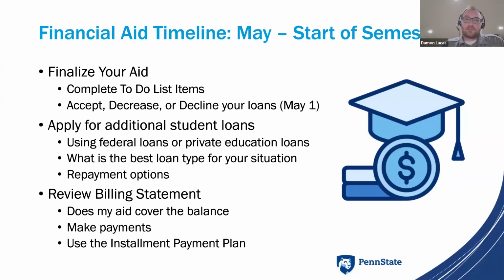This is where you'll start to also review your billing statement. Does your aid cover the balance? If your aid does not, that's where you look into the loans and any additional options. How do you make payments? And if you're interested in doing the installment plan, that's where that'll go through as well.